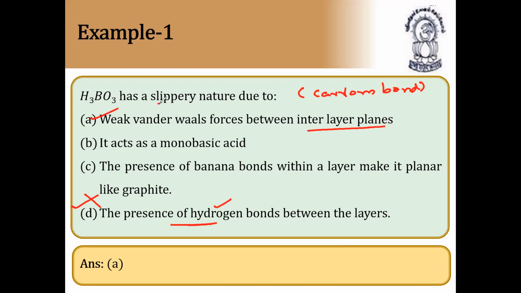I thought slippery nature means it is soft. It is soft in nature due to the presence of hydrogen bonds. So this is making up soft nature. That's why it is used in carom board.